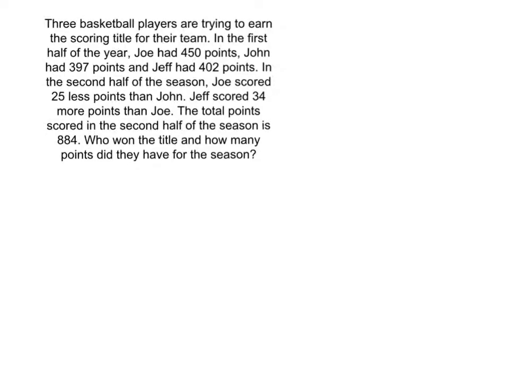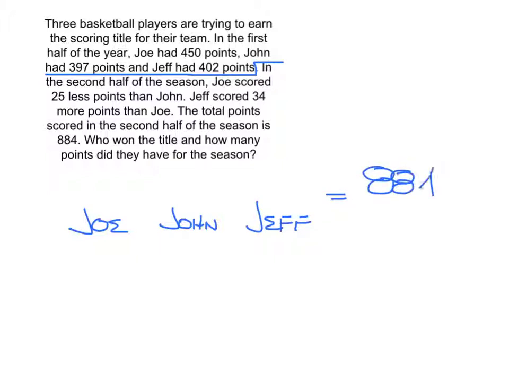The first part of this problem you can completely ignore for right now. Everything up to there you can forget about for the time being. In the second half, it says the second half of the season, Joe scored 25 less points than John. So we're going to have Joe, John, and Jeff. Their total combined points for the second half of the season is 884. So Joe scored 25 less than John. So x minus 25 for him and x for John. Jeff scored 34 more points than Joe.